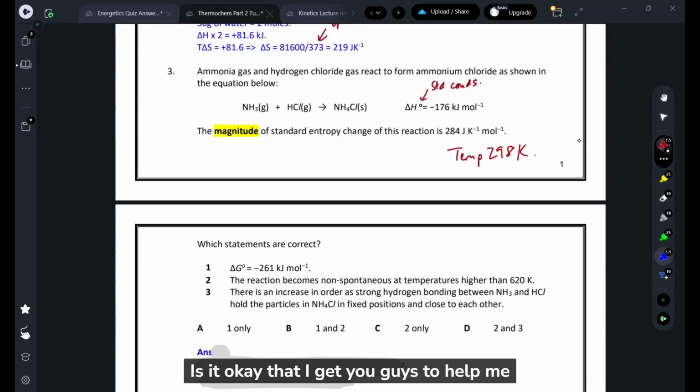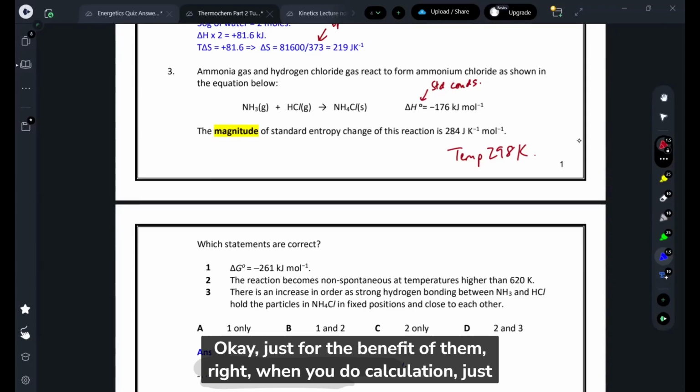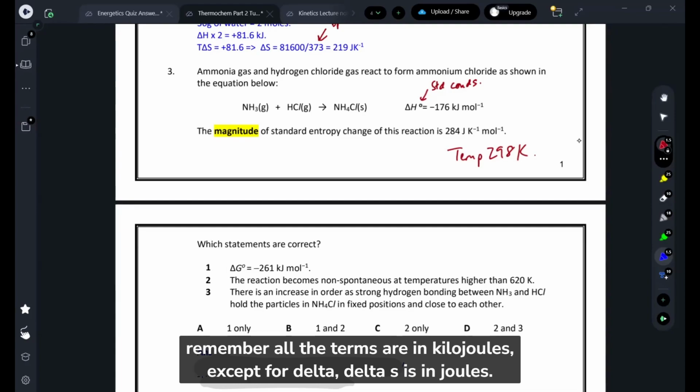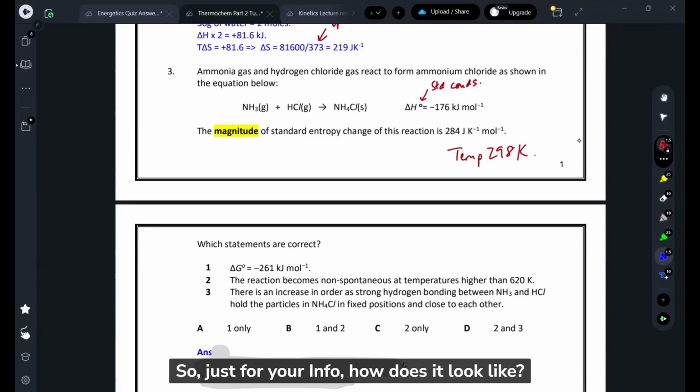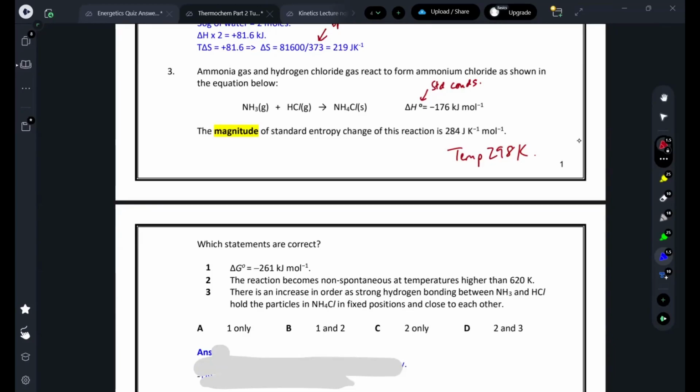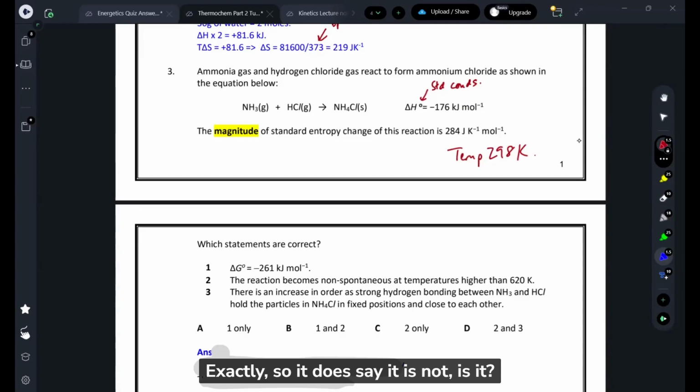So if we know all these three terms, can we calculate delta G? Absolutely, guys. Is it okay that I get you to help me estimate if this is 261? Not too much trouble, right? When you do the calculation, just remember all the terms are in kilojoules, except delta S, which is in joules. So whatever you substitute for delta S, you need to divide by 1,000, so that all of them are in kilojoules. So Peter says it's not. Is it? It's not. Yeah.